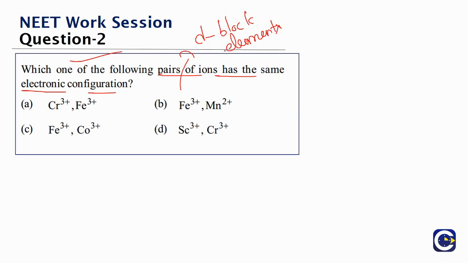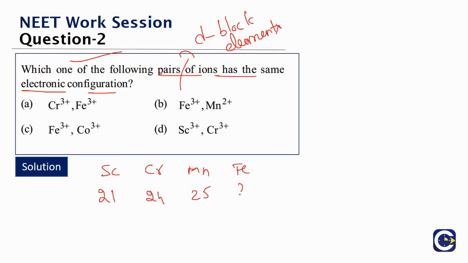So coming to here, what are we supposed to do? We are supposed to find which of the following pairs of ions has the same electronic configuration. Before we go to the ions, let us list down what elements are given to us. Scandium is there. Then after scandium there will be chromium. Scandium atomic number is 21, chromium atomic number is 24, manganese atomic number is 25, iron atomic number is 26, and cobalt atomic number is 27.